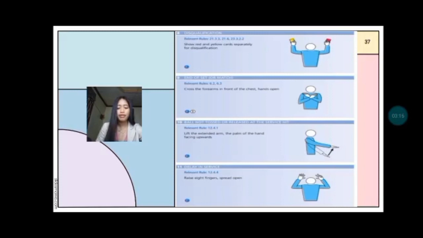Next is the delay in service. Delay in service is when the server does not hit the ball within 5 seconds after the referee whistles for a service. Raise 8 fingers, spread open. Just like this.